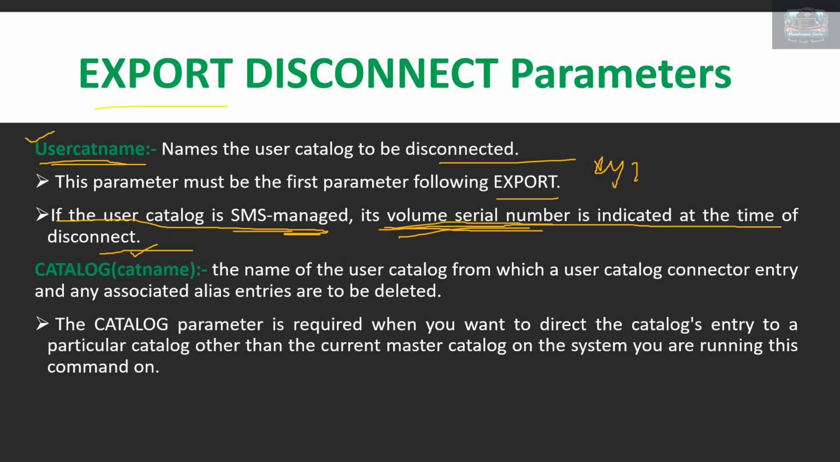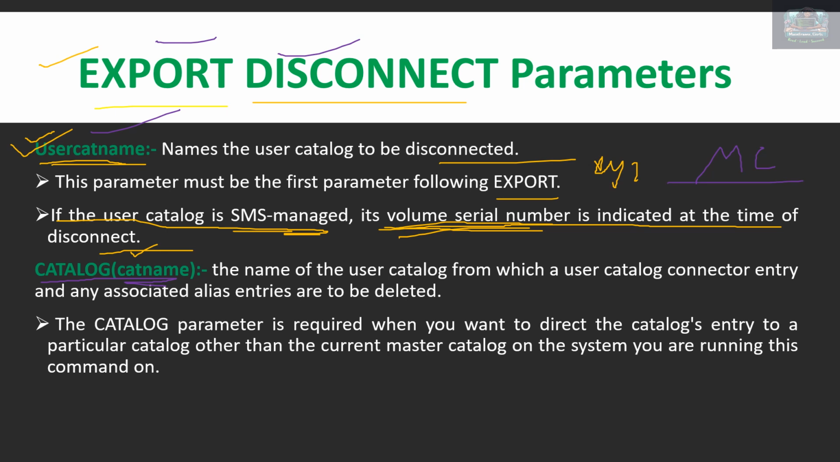So the first parameter, as I told you, is export, a required parameter. Then you will be putting the data set name which you want to be removed. Normally these two, with disconnect, are enough to disconnect that particular user catalog from a master catalog. If you want it removed from a master catalog, export, disconnect, and the catalog name are enough. But if you want that catalog to be removed from some other particular catalog, then comes the catalog parameter, which is an optional parameter, because normally you can directly remove from a master catalog.